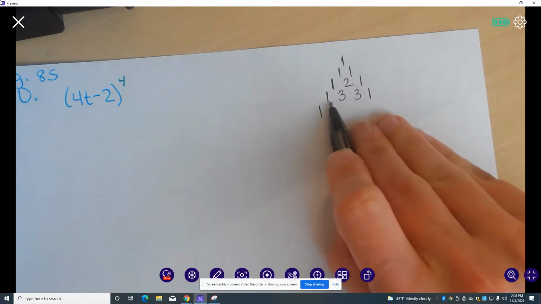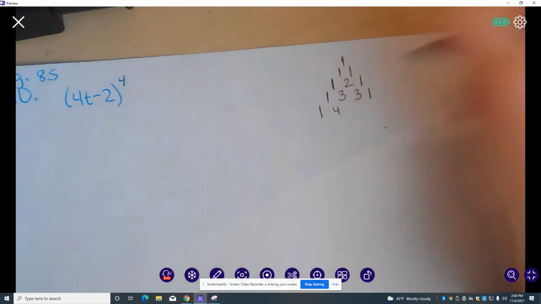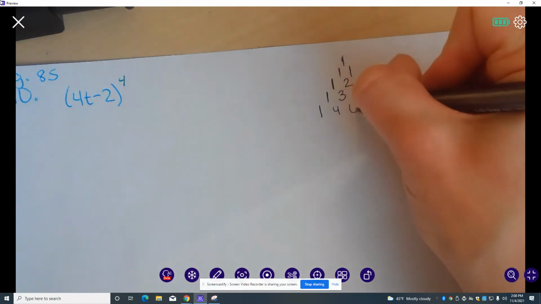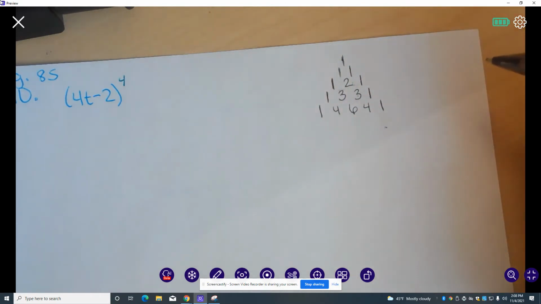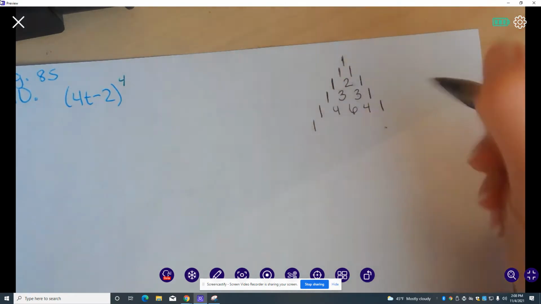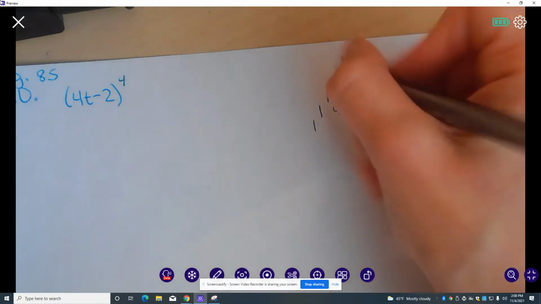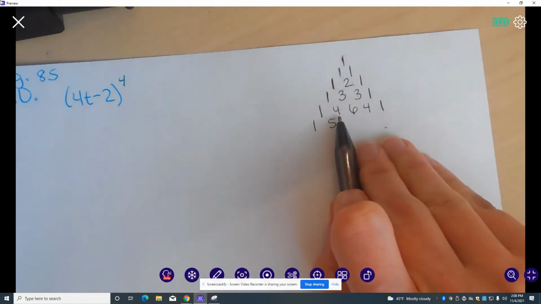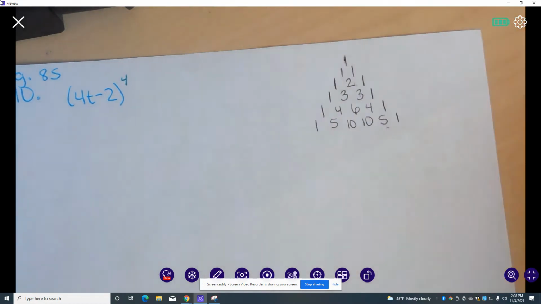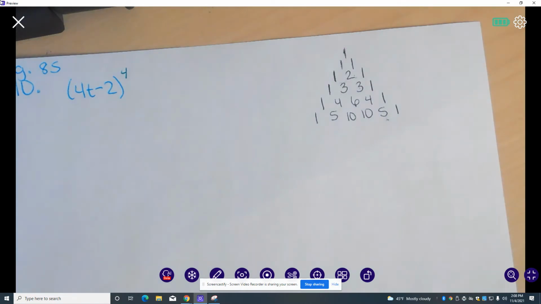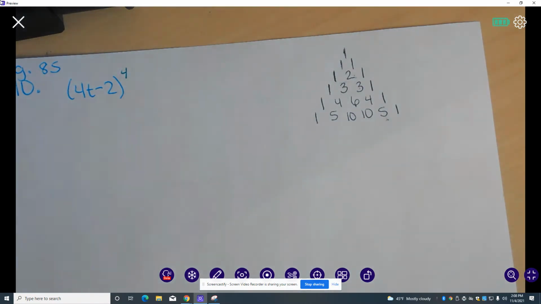I have a 1. 1 plus 3 is 4. 3 plus 3 is 6. 3 plus 1 is 4, and 1. I'll do one more row. 1 on the outside. 1 plus 4 is 5. 4 plus 6 is 10. 6 plus 4 is 10. 4 plus 1 is 5, and then a 1 on the outside. Okay. And you could keep going, but for the two problems that we're going to do, we don't really need to go any further.